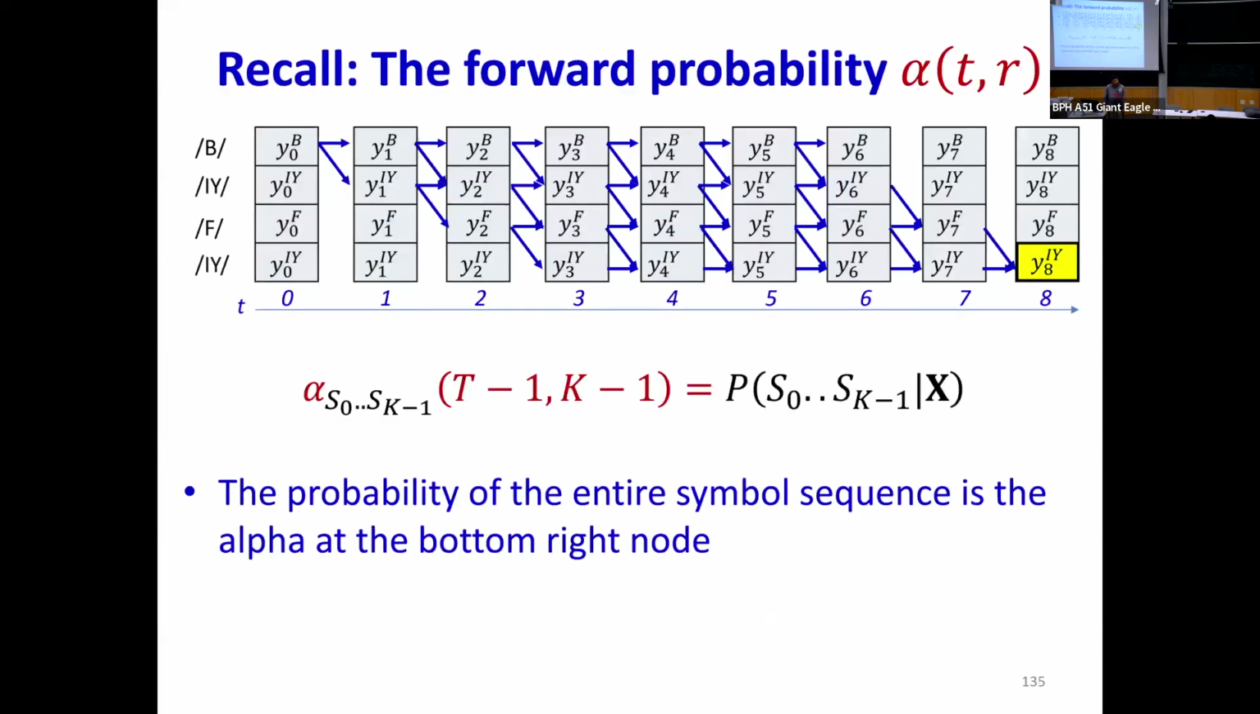And what is the probability of a compressed symbol sequence? How do you compute it? For any given compressed symbol sequence, you'd have to construct this graph, and then you'd have to compute the alpha value at this bottom right corner. And that alpha value is going to give you the total probability of all alignments of the sequence to the input. And so if you wanted to perform recognition classification, you'd have to compute this alpha value for every possible sequence. How expensive is that going to be?